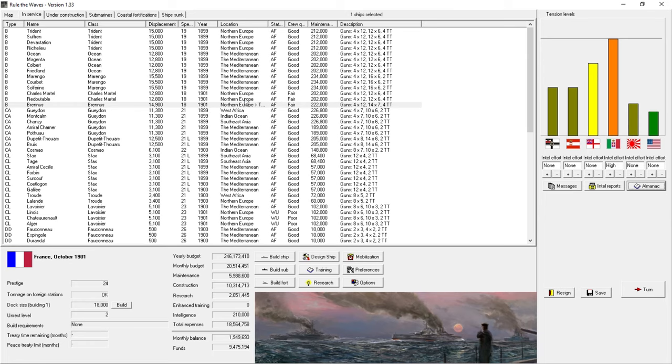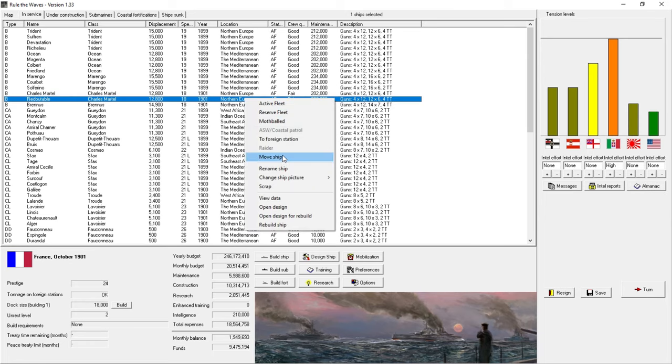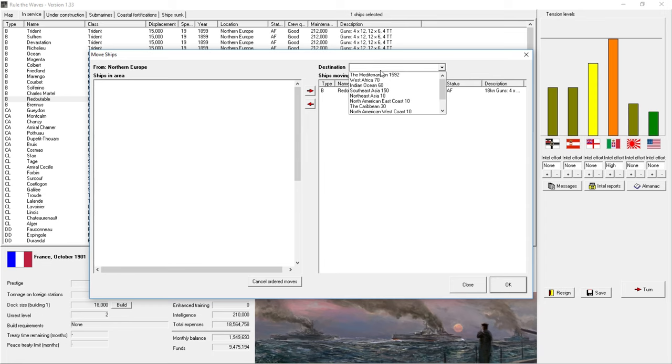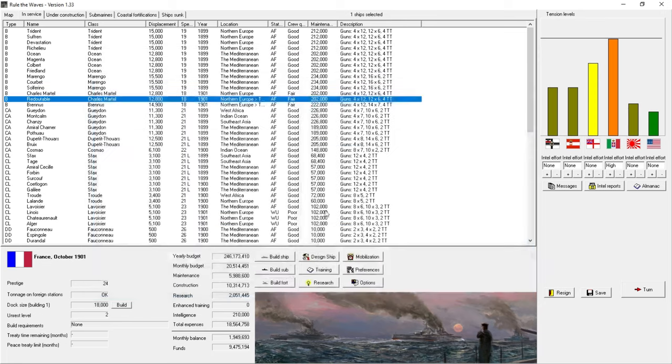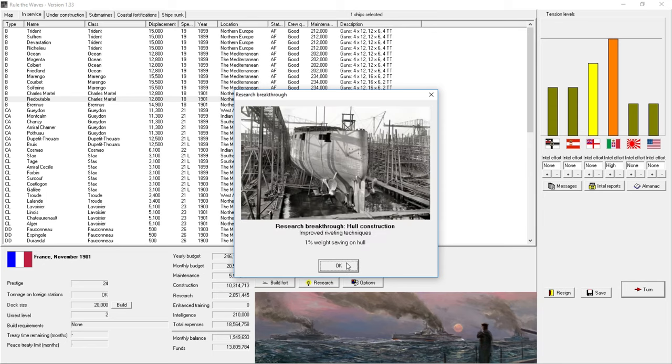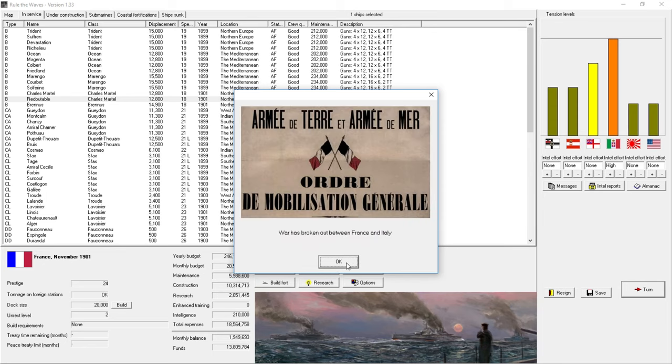Well, maybe we should move more than that. I'd like a relatively comfortable advantage in the event of a battle. So let's move that guy as well. So we'll have a two battleship advantage. Not really what I want, but sufficient, I suppose. New docks complete. Research breakthrough on hull construction, weight savings. War has broken out between Italy and France.